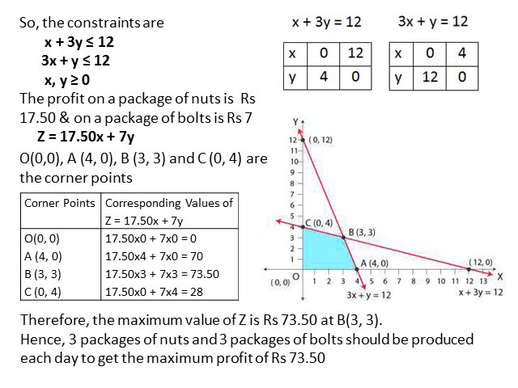So, the maximum value of z is rupees 73.50 at the point B. Hence, the manufacturer should produce 3 packages of nuts and 3 packages of bolts each day to get a maximum profit of 73 rupees and 50 paise.